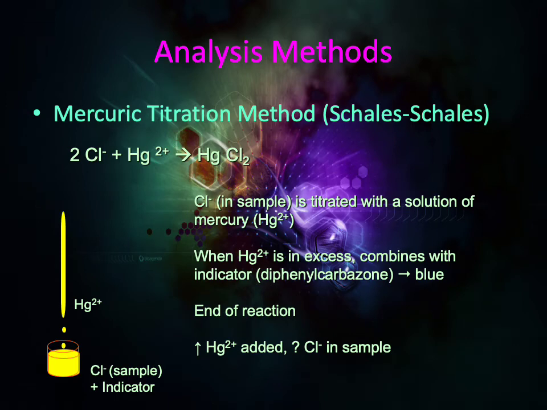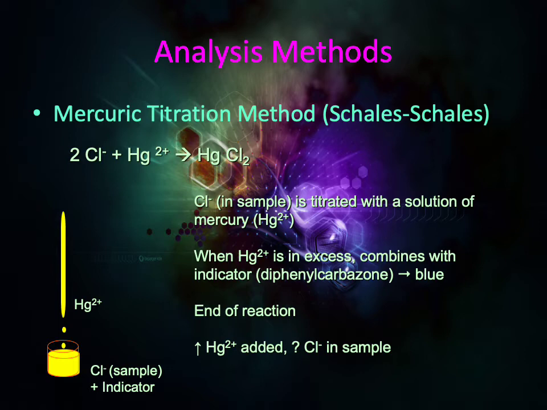An example of a titration method used in clinical chemistry is the Schales and Schales mercuric titration method for chloride analysis. This method titrates the amount of chloride in the patient sample with mercury. Mercury will combine with chloride ions to form mercuric chloride. Just as with titration of an acid or a base, an indicator is required to signal when the endpoint has been reached. The indicator required using this procedure is diphenylcarbazone.